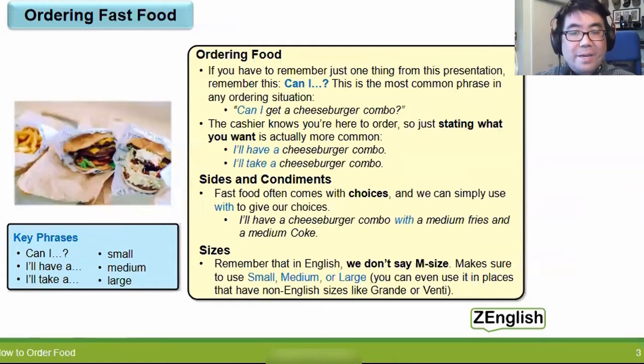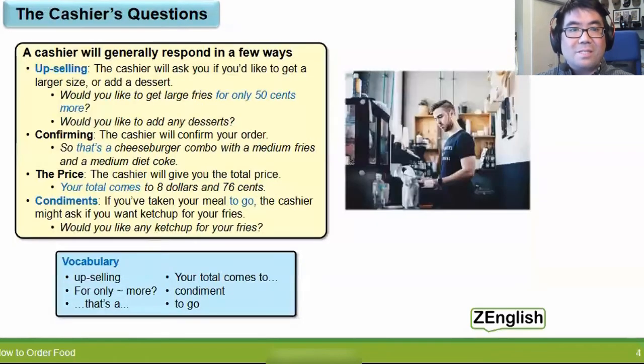Now, what can you expect to hear from the cashier? All right, well, let's take a look. Very often, after you've done your ordering, the cashier will attempt to upsell something. Upselling is when they give you a price for a larger size for just a little bit more, right? Would you like to get a large fries for only 50 cents more?